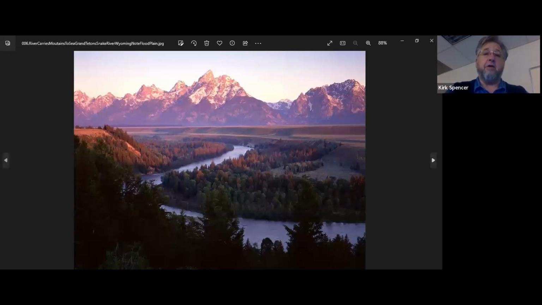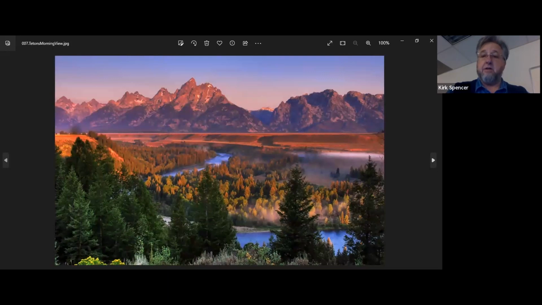Here's the same location in color, showing the meandering, the snake pattern of the Snake River coming out of the Rockies.